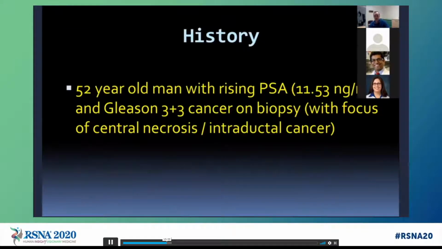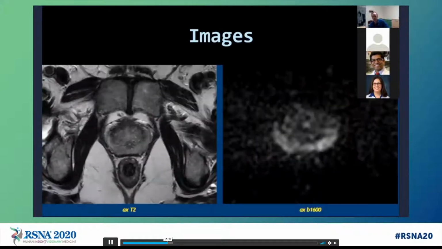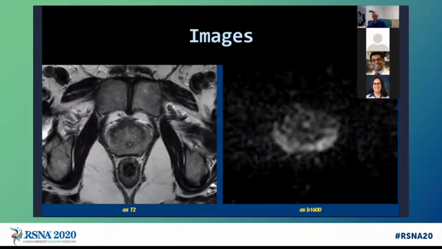So, a 52-year-old man, rising PSA levels, currently 11.53, and has Gleason 3+3 disease on biopsy, but also with a focus of central necrosis and intraductal cancer. So this is the subsequent MR imaging. And Nicole, if you want to start talking through that for us.